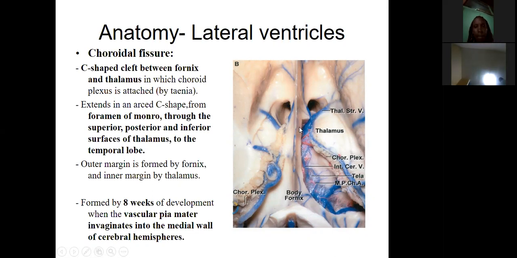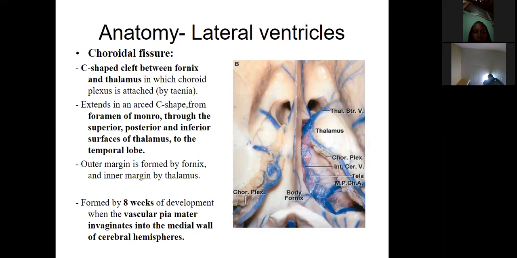So it extends as an arced C shape from the foramen of Monroe through the superior, posterior, and inferior surfaces of the thalamus that we'll see later, till the temporal lobe. Its outer margin is formed by the fornix and the inner margin by the thalamus, depending on which side of the lateral ventricle we are. So it is formed by 8 weeks of intrauterine development by the protrusion of the vascular pia mater of the choroid plexus found in the third ventricle, which protrudes into the cavities of the lateral ventricles, which are the cavities of the cerebral hemispheres.